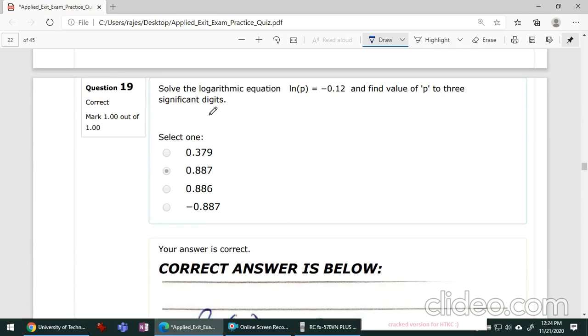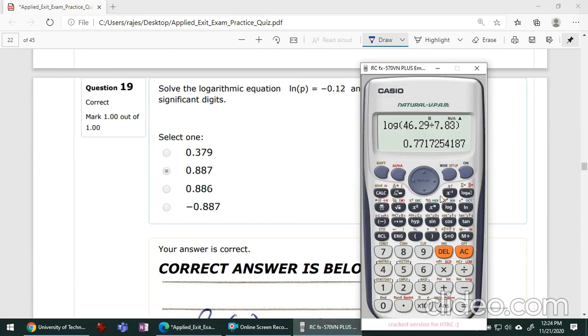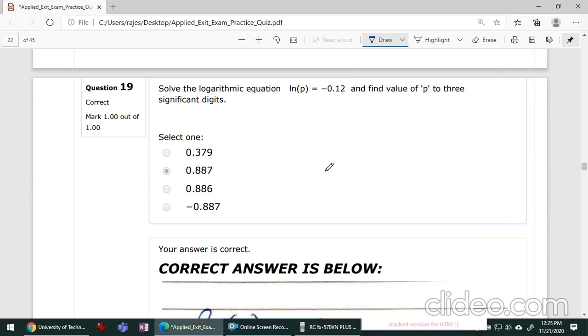Now solve the logarithmic equation ln p. What is this ln? You can see here on this calculator you can see log and ln. It is not in, it is ln. It is called natural log. Now natural log ln of p equals minus 0.12. What is the value of p?